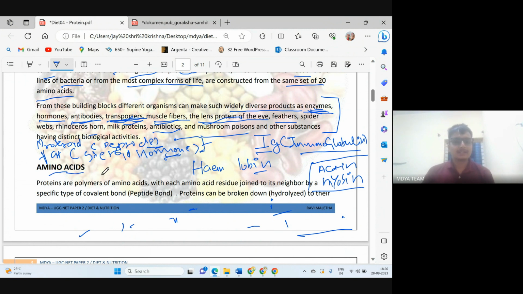Okay, amino acid. So let's talk about amino acid. Amino acids are the basic structural unit of protein. Proteins are made up of amino acids, and each amino acid is joined to its adjacent amino acid by a covalent bond, and the name of that bond is peptide bond. For example, this is one amino acid, this is another amino acid. These two amino acids will be joined by a bond, and the name of this bond is peptide bond.